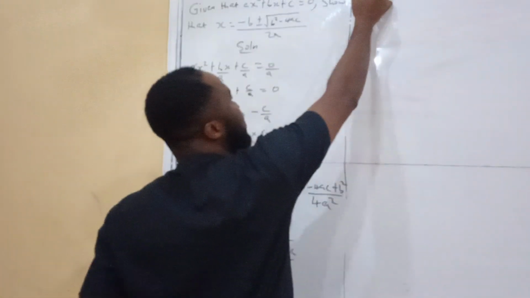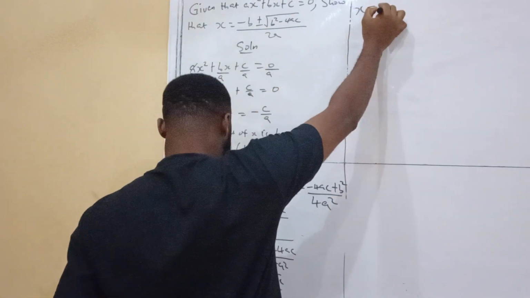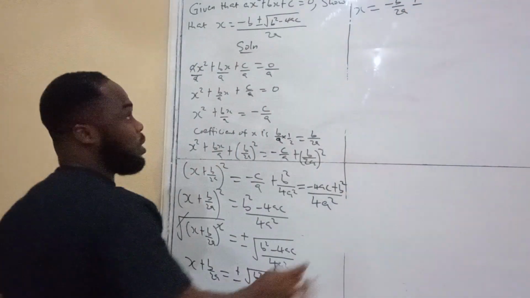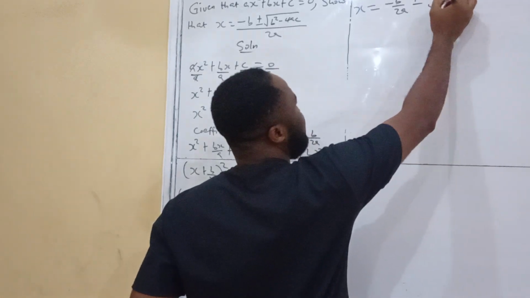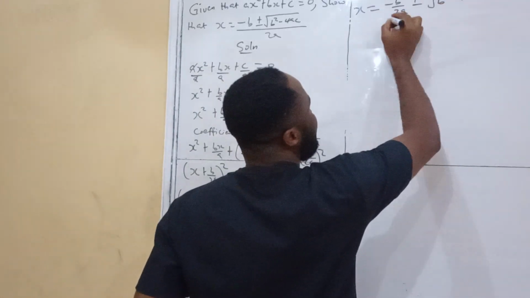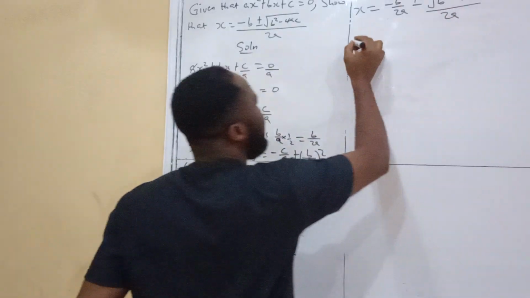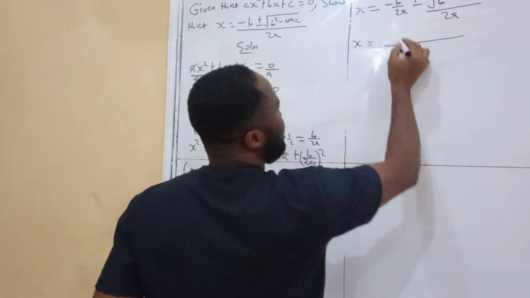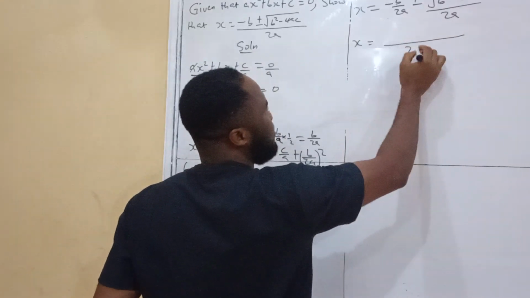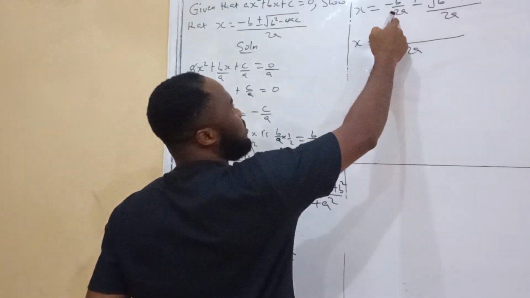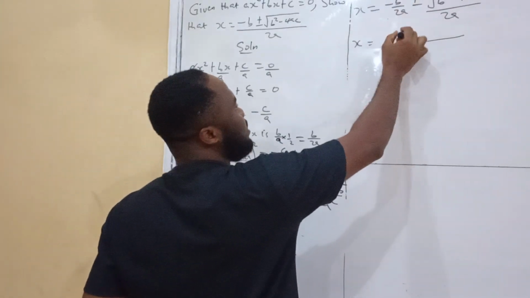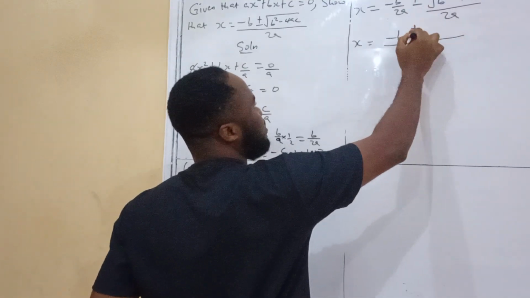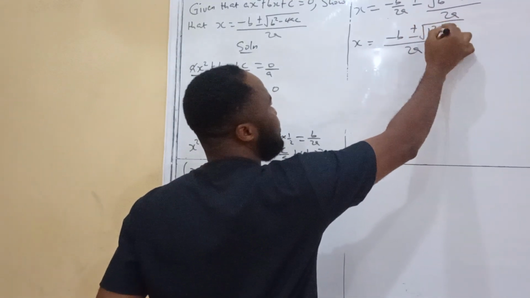Now, we're going to make x the subject of the formula. So when we do that, we have that x equals minus b all over 2a plus or minus the square root of b squared minus 4ac, all over 2a. When you look at this, they have a common denominator, 2a. 2a divided by 2a is 1. 1 times minus b is minus b. 2a divided by 2a is 1. 1 times this is plus or minus the square root of b squared minus 4ac.